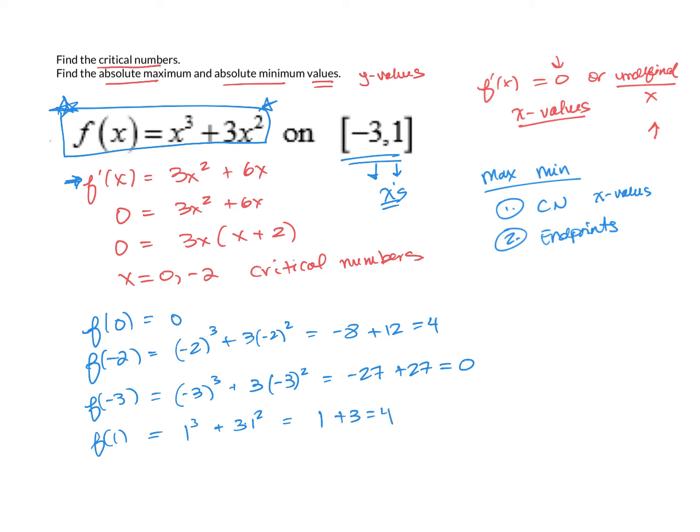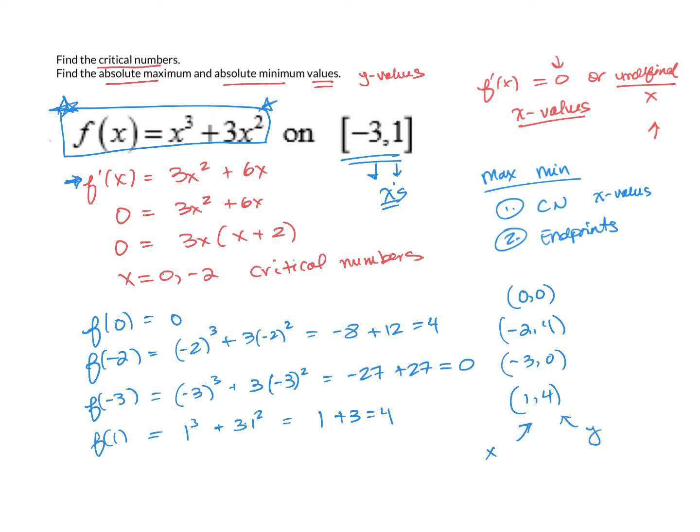So in the function, since we've taken x values and plugged them into the function, the ordered pairs are going to look like this: (0, 0), (negative 2, 4), (negative 3, 0), and (1, 4). So these are the x values, and these are the y values of the function.